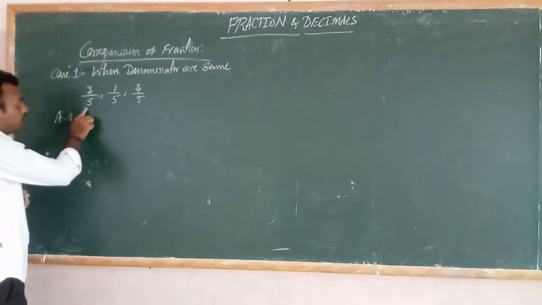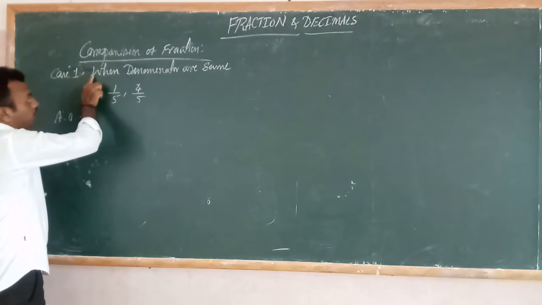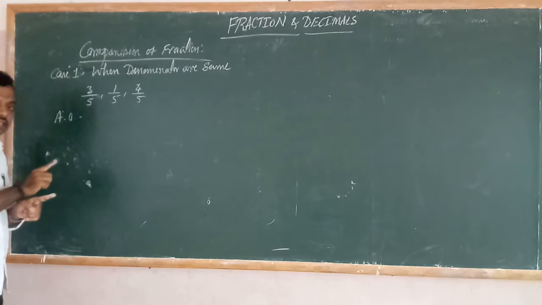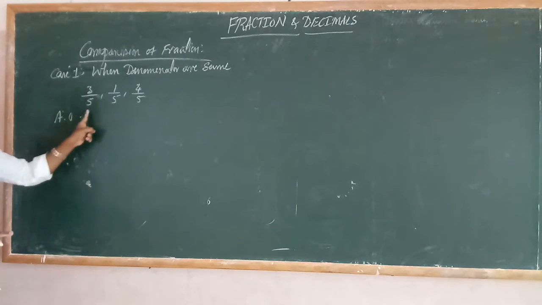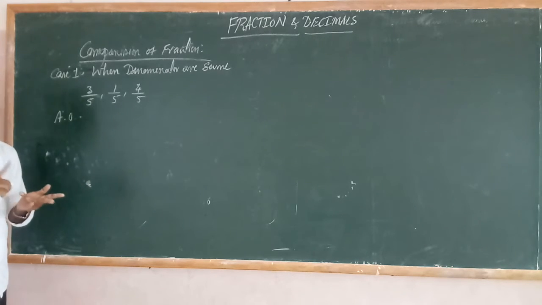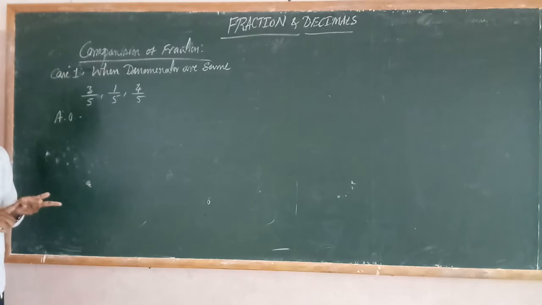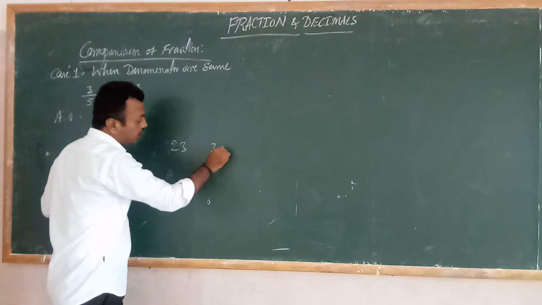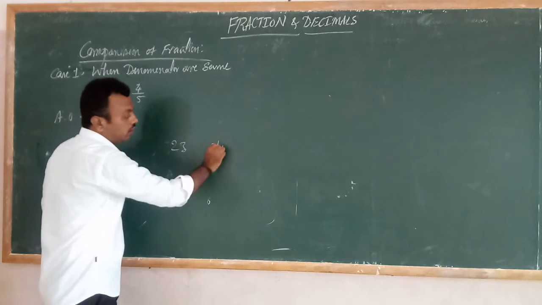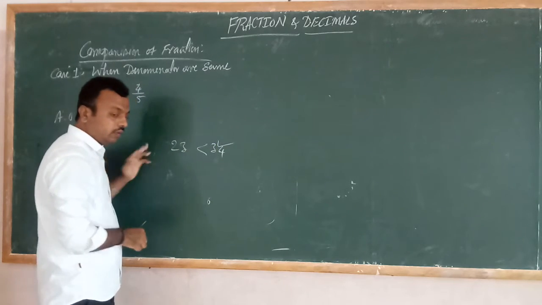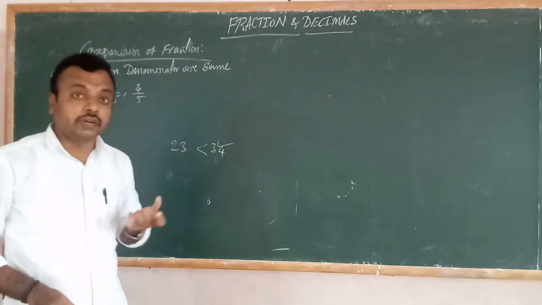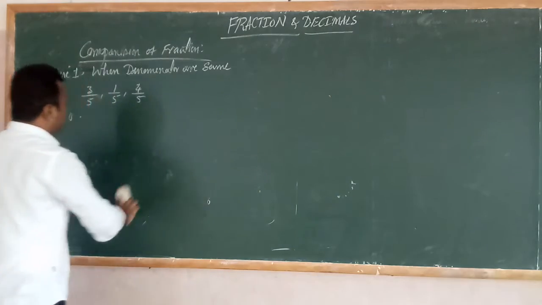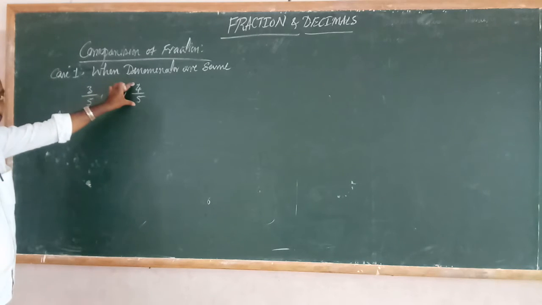When the denominators are same, how do we compare the fractions? In these fractions, which is smaller and which is bigger? For example, if 23 and 34 are there, which is the bigger number? 34 is bigger than 23. Easily we can find this. But fractions are not like that. See students, 3 by 5, 1 by 5 and 4 by 5.